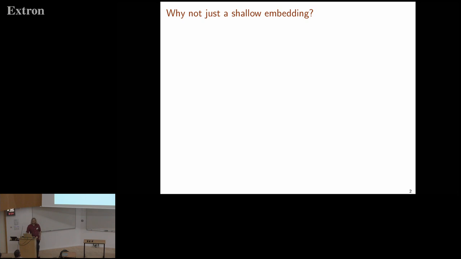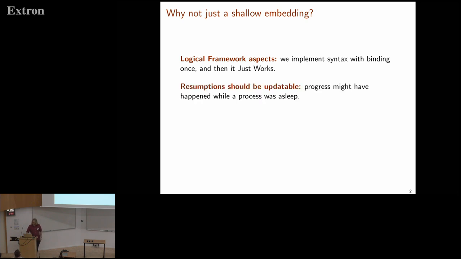Of course, when Conor said this, me being such a pessimistic person, I said, well, can't we just do a shallow embedding and represent these things as functions in Haskell or something, like we always do? But then Conor had some good arguments for why we shouldn't do this, and I think I agree with him now. The first argument is that it's really messy to do this by hand. You try to reason about syntax with binding, and if you do it the right way, then you just implement it once, and then it works, and you don't have to worry about it anymore. And you can use it to build on top of that. So it's nice to implement it once and then reuse it rather than getting it wrong repeatedly.